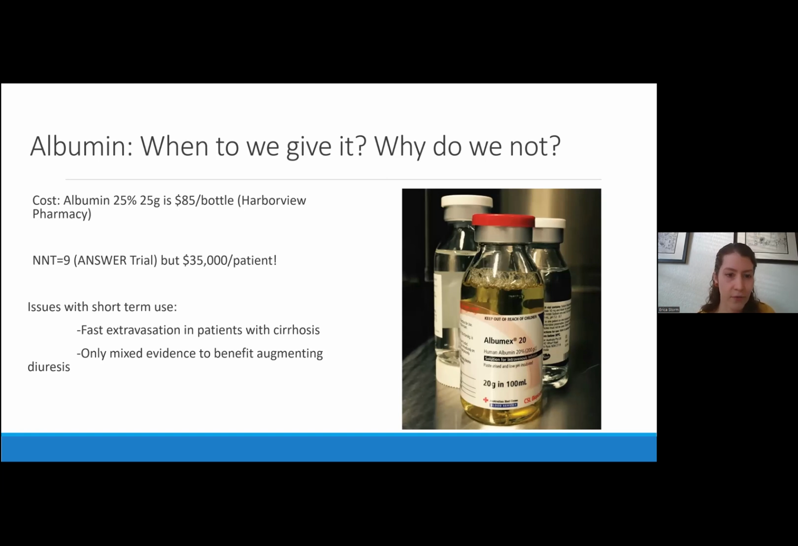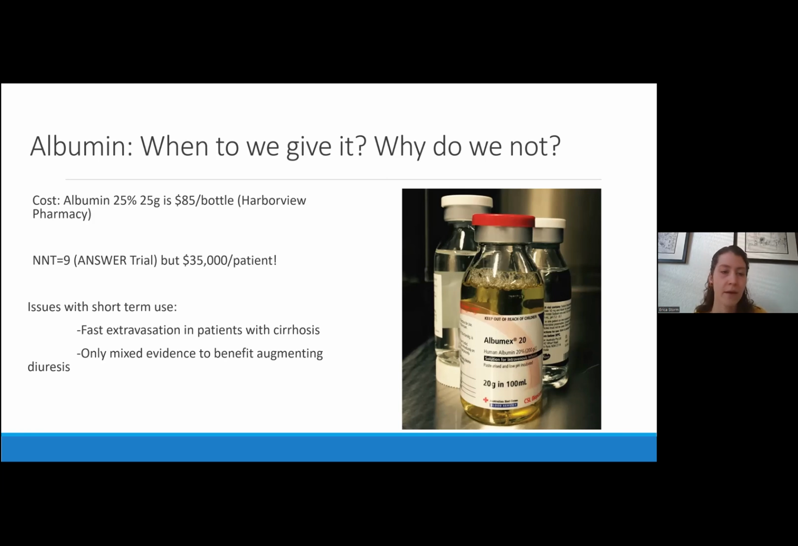Albumin, I was always taught that it was expensive. And I actually asked our Harborview pharmacist to see how much it costs at Harborview. And so a 25-gram bottle at Harborview costs around $85, which is actually a little bit less than I was anticipating. But we do still try, especially in the short-term inpatient setting, to limit our use to very specific circumstances. And that's because of a number of things. One of the things is that in cirrhosis, the rate of extravasation of albumin from the intravascular space to the rest of the tissues is actually twice the rate of normal people.